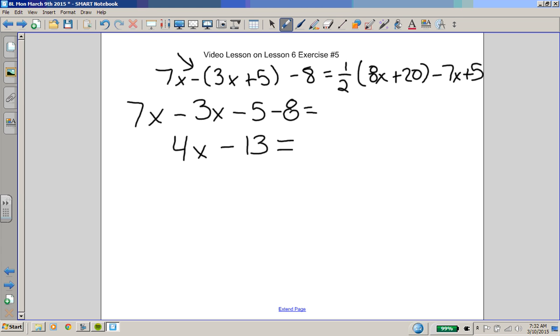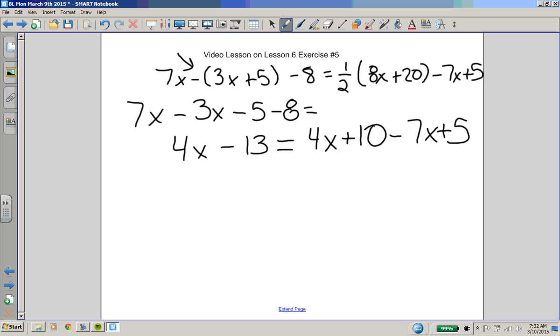Now I'm going to do the right-hand side. There is a fraction which we are not used to seeing. But just think of it as half of 8 times x. Remember, multiplying, you can also use the word of. So I'm actually just going to go ahead and go a half of 8x, which is 4x. And then half times 20 is 10. And I cannot distribute that half to the 7x and the 5 because it is not part of the parentheses.